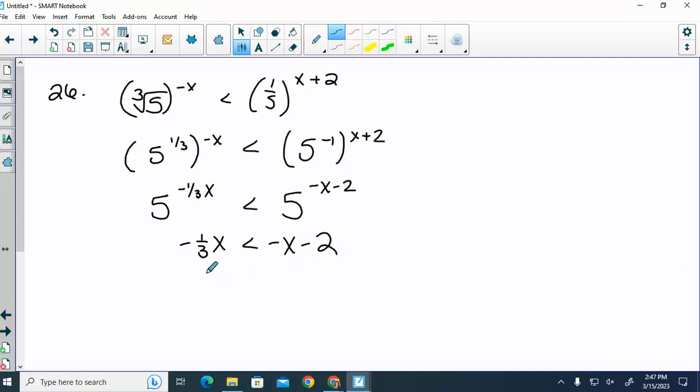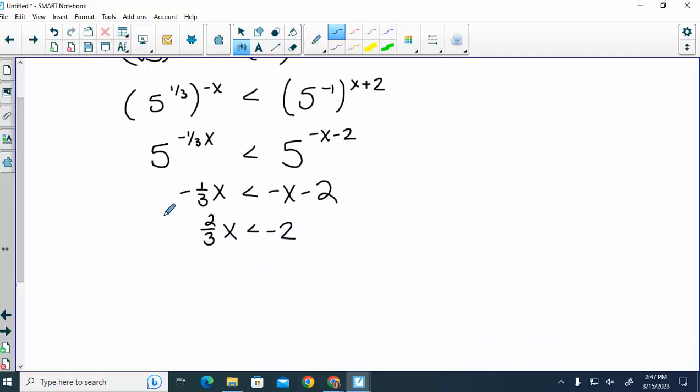So if we add our x over, divide by 2/3 or multiply by the reciprocal. Less than, that means negative, and dividing by a negative.